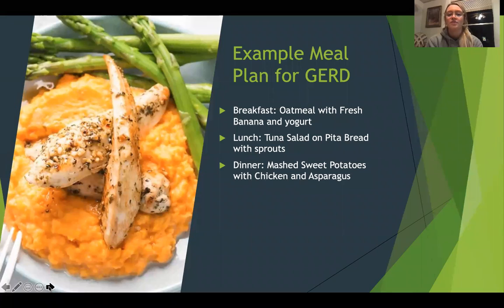Here's an example of a low-fat meal plan that would be good for someone who's experiencing GERD. For breakfast, oatmeal with fresh banana and yogurt. Yogurt contains probiotics, which can be beneficial for other issues with the GI system as well. Lunch, tuna salad on pita bread with sprouts. And for dinner, sweet potatoes with chicken and asparagus.